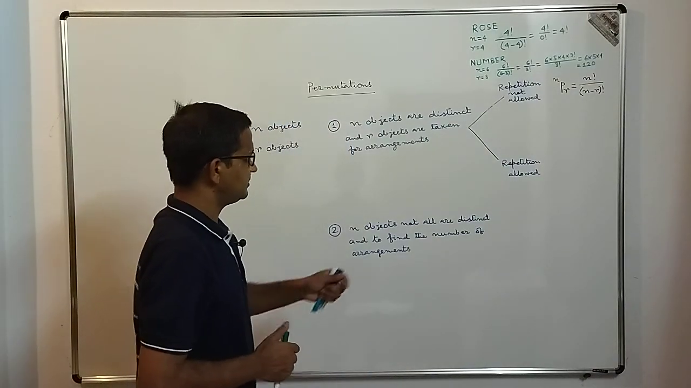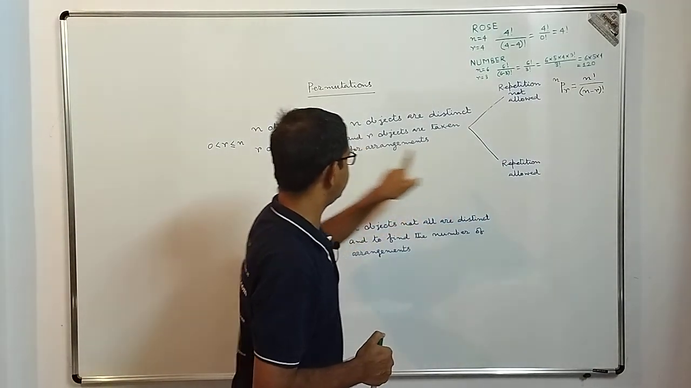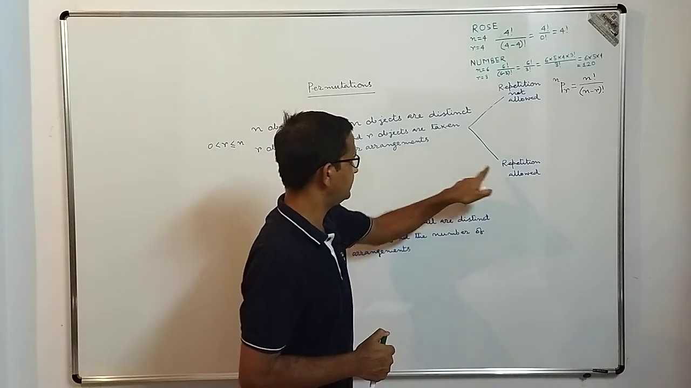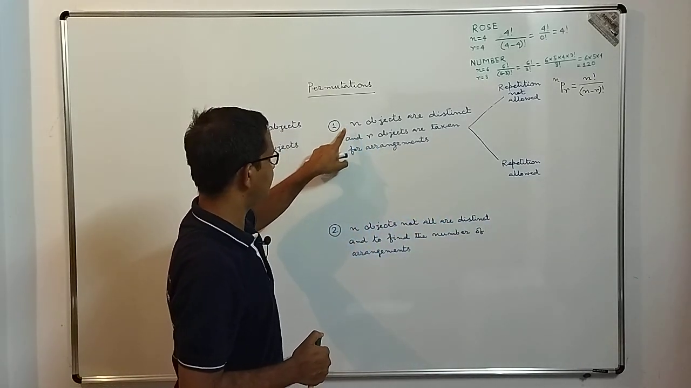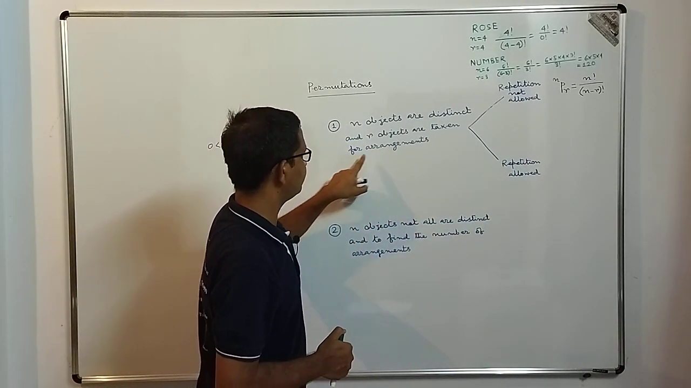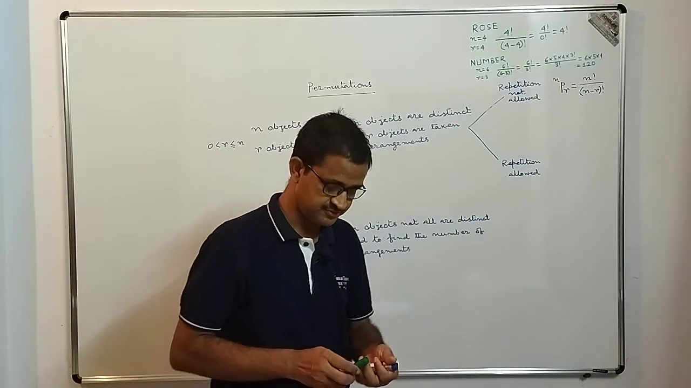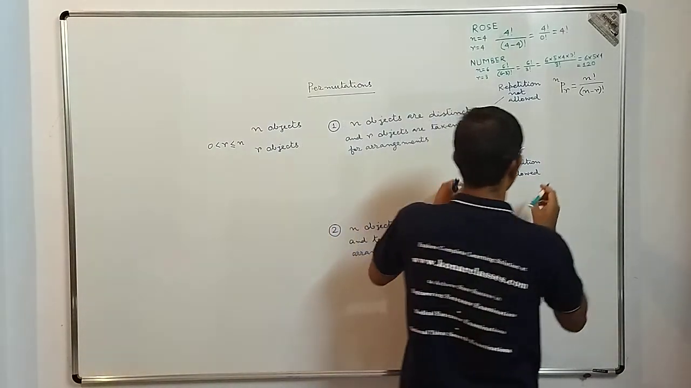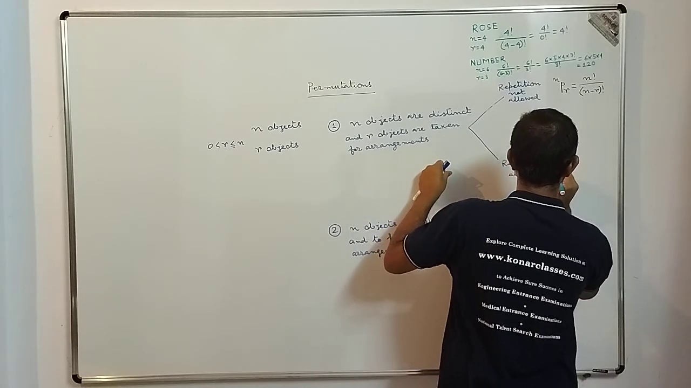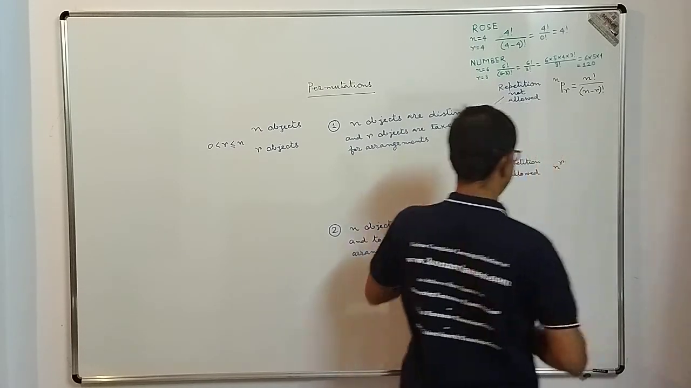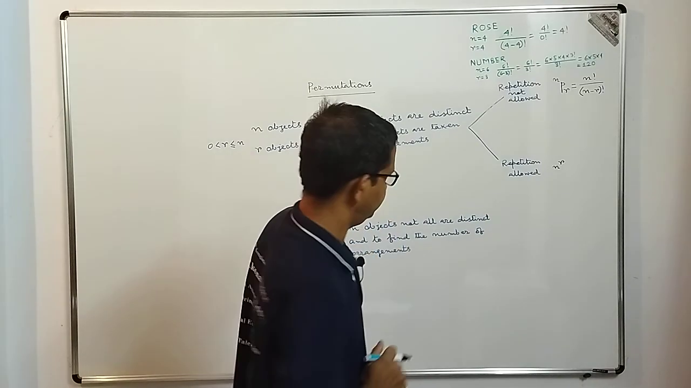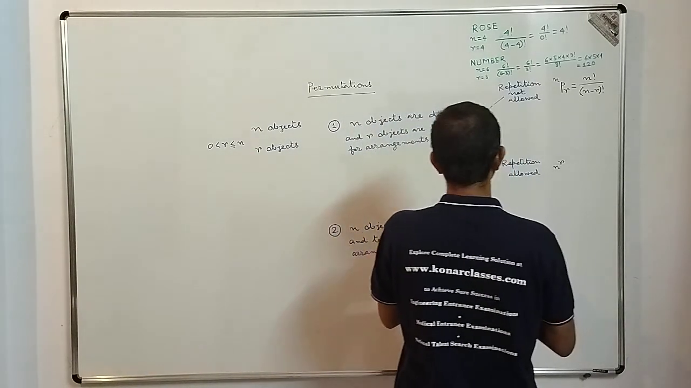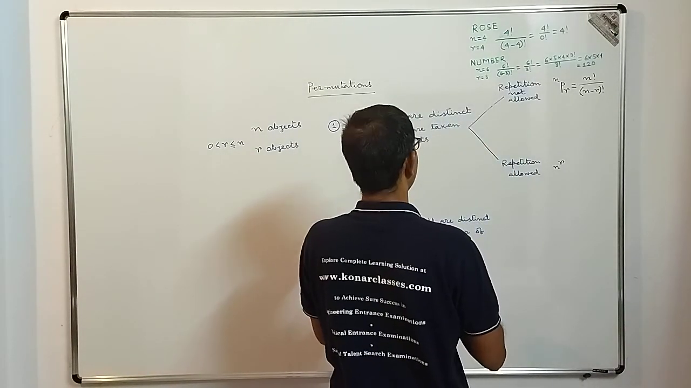Now let's come to the second case of the first scenario, when n objects are distinct and r objects are taken for arrangement but repetition is allowed. In this case the possible number of arrangements is n power r. Let's take an example. Suppose we take the example of rose.